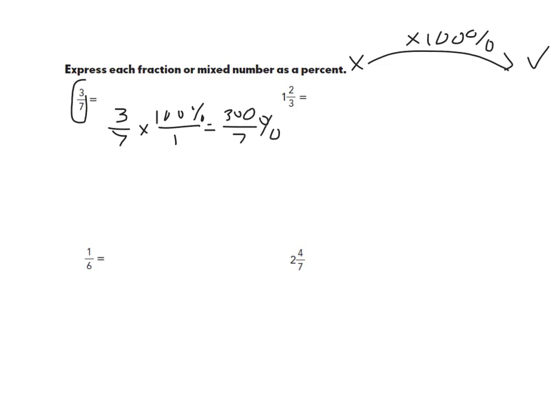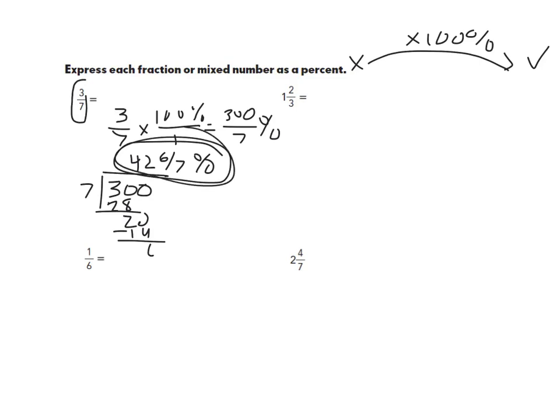And then I might need to use a calculator or do some long division to find out how many sevens go into 300. If you have a calculator, it's much easier. If you don't, you have to actually do the math here. What it looks like I get is 42, and there's 6 leftovers out of 7. That's my answer. 42 and 6/7 percent. All I had to do was to make it into a percent, multiply it by 100%.